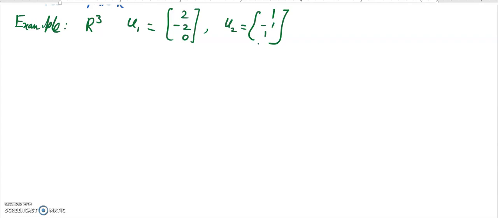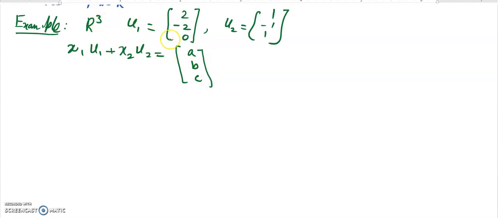Okay, so if these vectors u1 and u2 have to be in a span of R3, it will mean that we can multiply u1 by some scalar x1, and then u2 by a scalar x2, and that will be equal to some vector in R3. So let's say that vector in R3 is represented by A, B, and C. Because it is in R3, the vector will have 3 components.